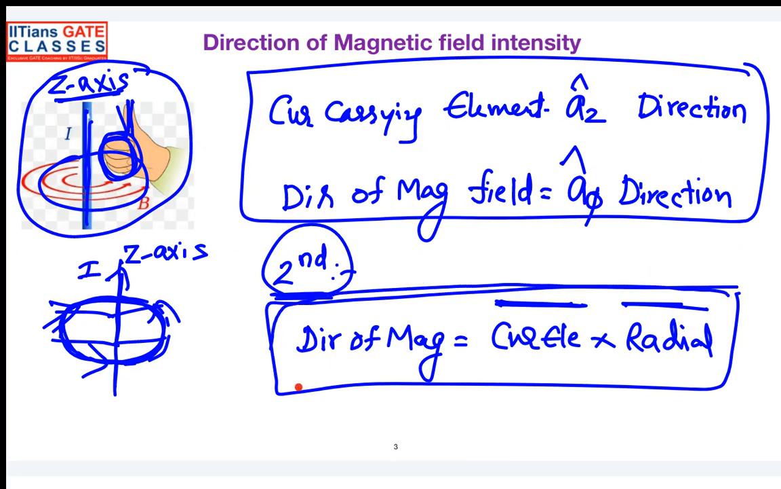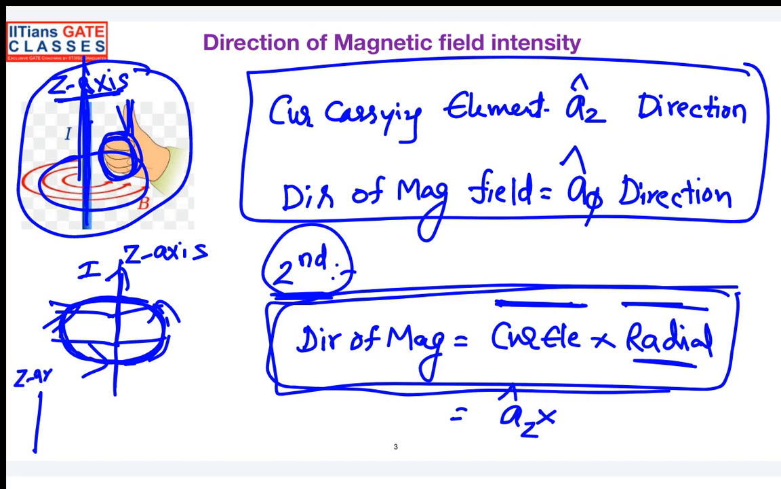So try to apply the same shortcut in this same example. If the wire is located along the axis, what is the current element direction here? This is located along the Z axis. And what do you mean by radial direction? This is your Z axis. For the Z axis, which movement represents radially away from the Z axis? Radial means you are moving radially away from the Z axis.